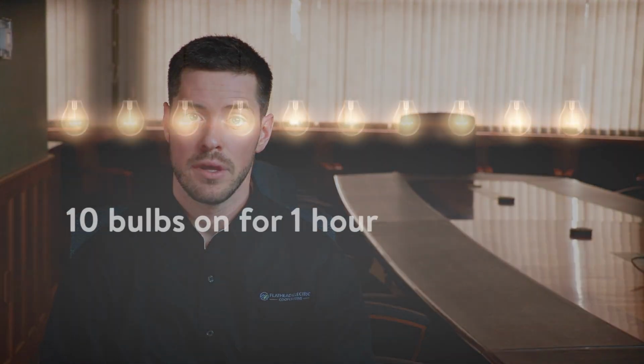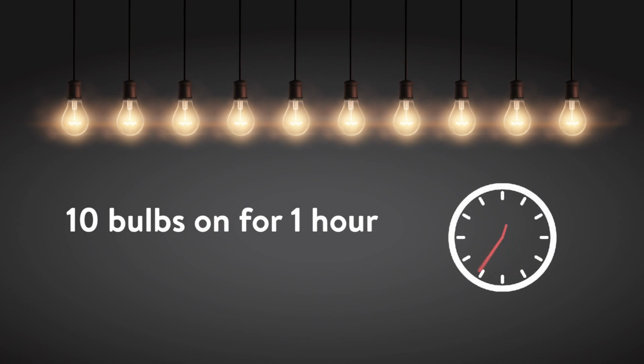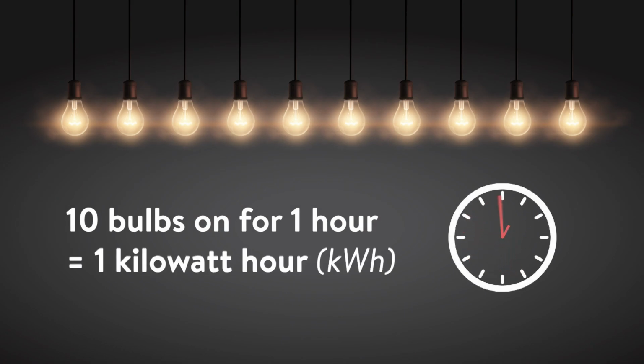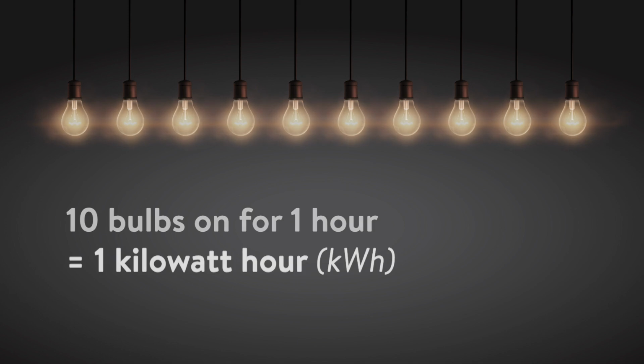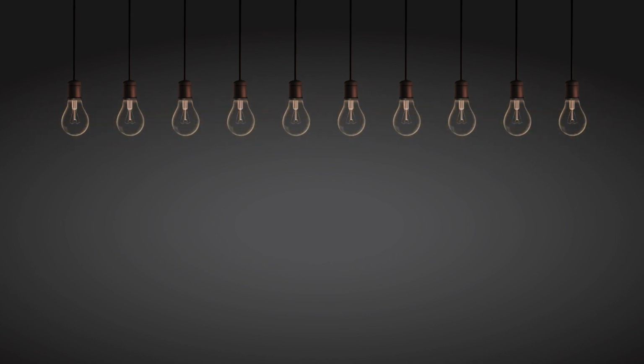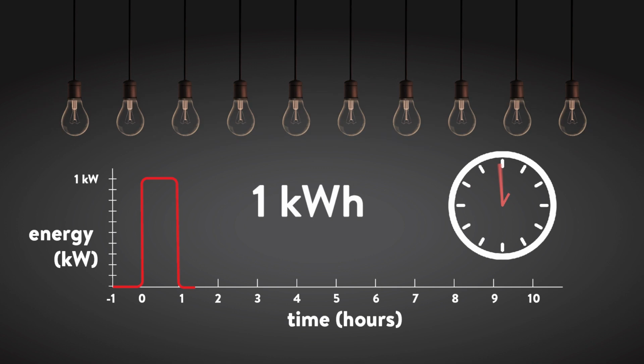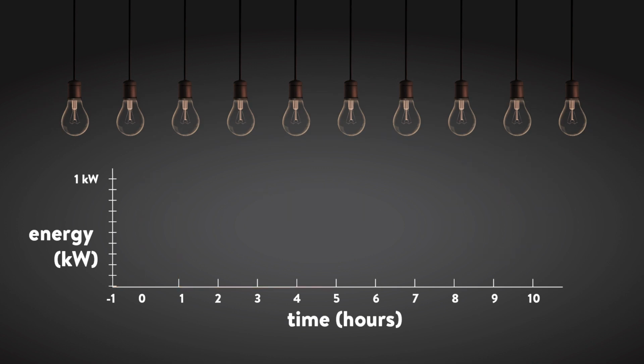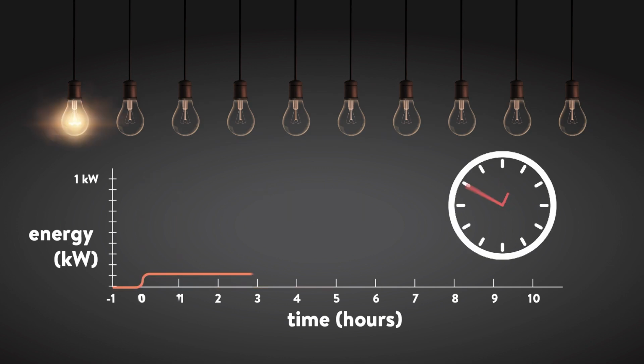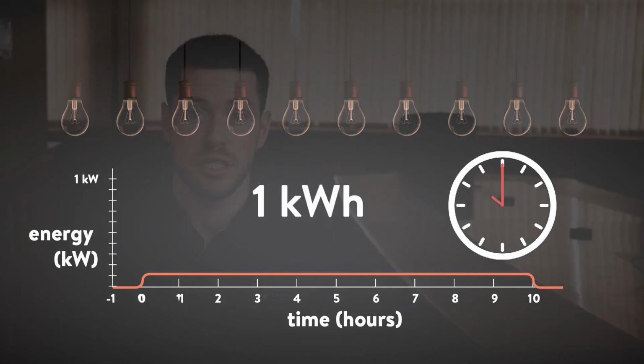Now, what's the difference between a kilowatt and a kilowatt hour? Time. If your 10 100-watt light bulbs were turned on for 1 hour, then you'd be using 1 kilowatt hour of electricity. If you had one 100-watt light bulb turned on for 10 hours, you would also be using 1 kilowatt hour of energy.